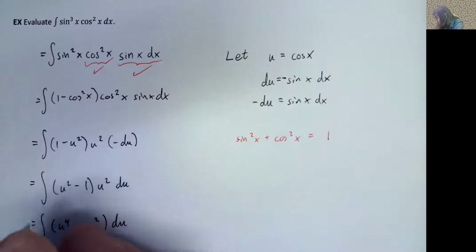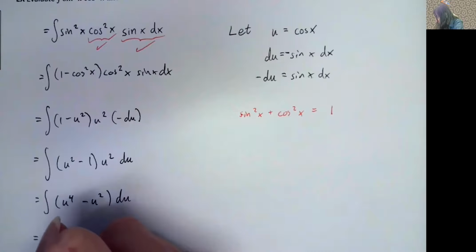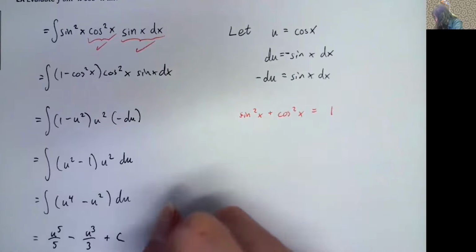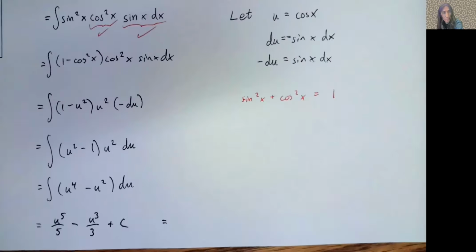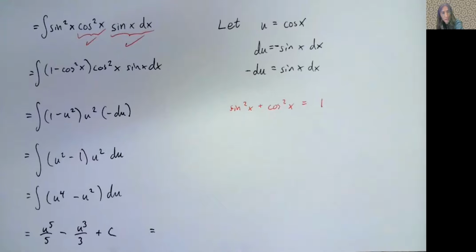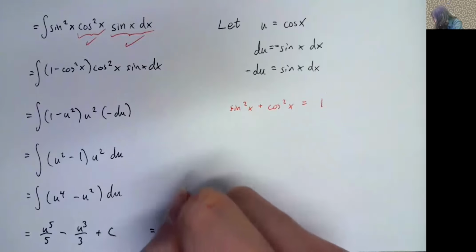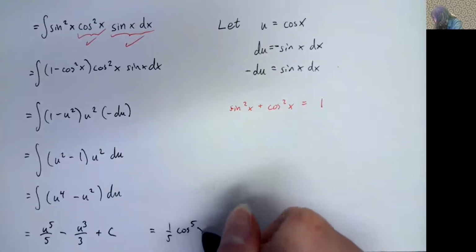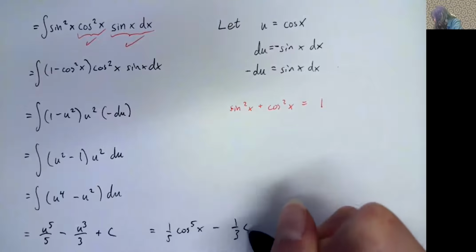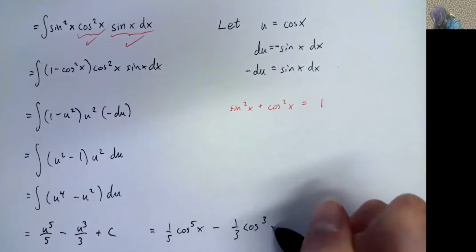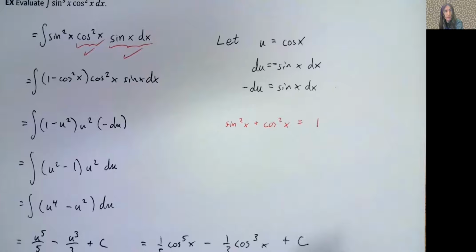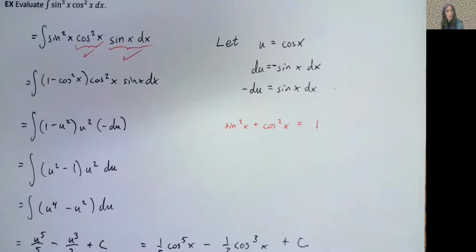And compute the antiderivative. This will be u to the 5th over 5 minus u cubed over 3 plus a c, and back in terms of x's. I ran out of space on my page here, otherwise I'd be writing downward. 1/5 cosine to the 5th minus 1/3 cosine to the 3rd power plus a c. Okay, and that's our antiderivative there of sine cubed cosine squared.